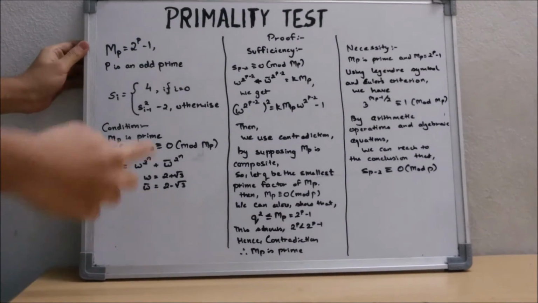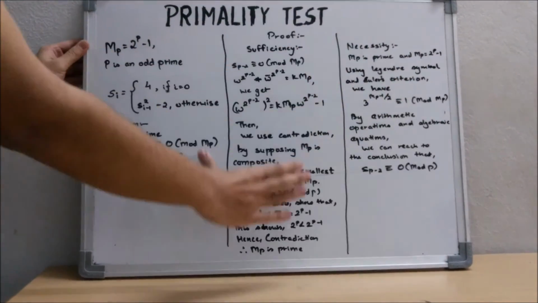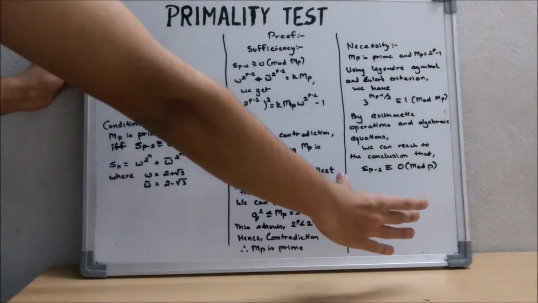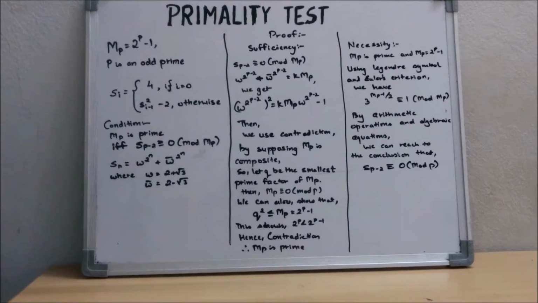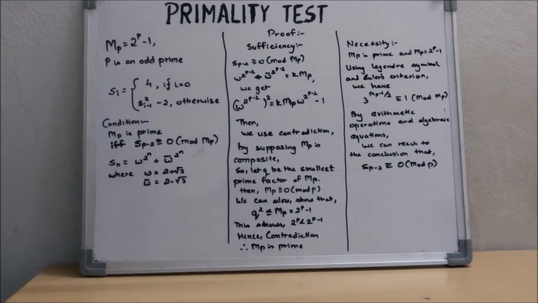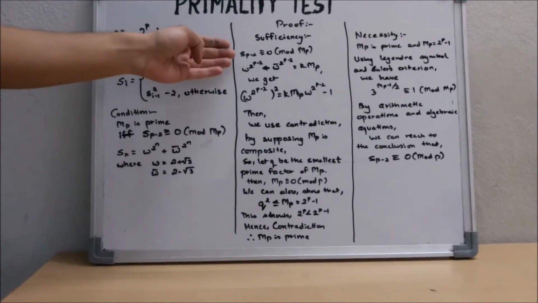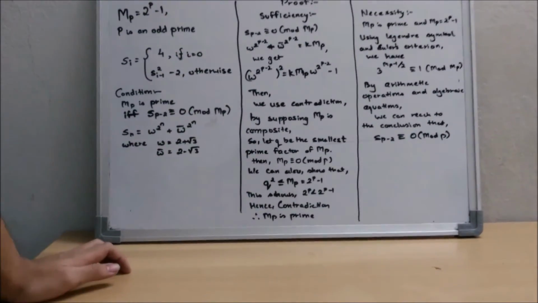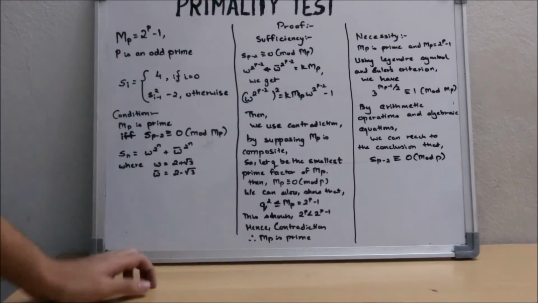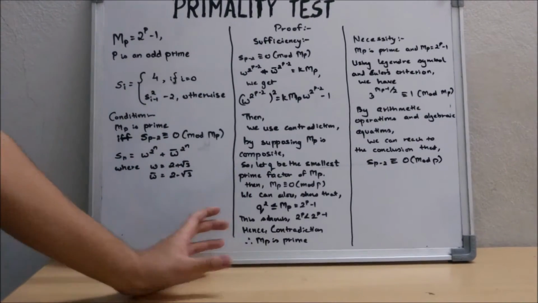Here we have written all the proof line by line, stating the sufficiency condition as well as the necessity condition, but we are omitting the proof due to the shortage of time. Here you can see that we have represented Sp minus 2 in the form of omega and omega bar. Then we just use the contradiction method to prove Mp is prime.